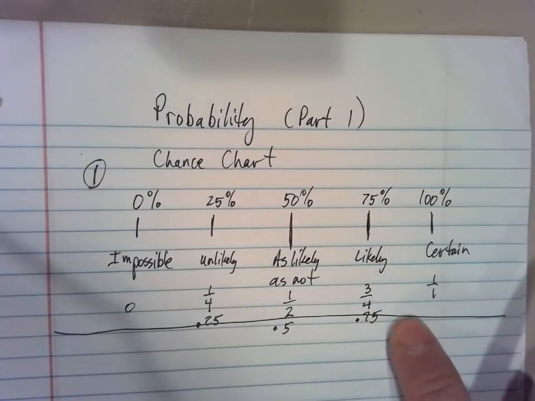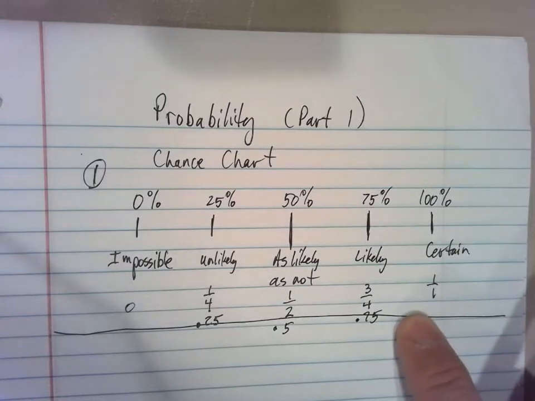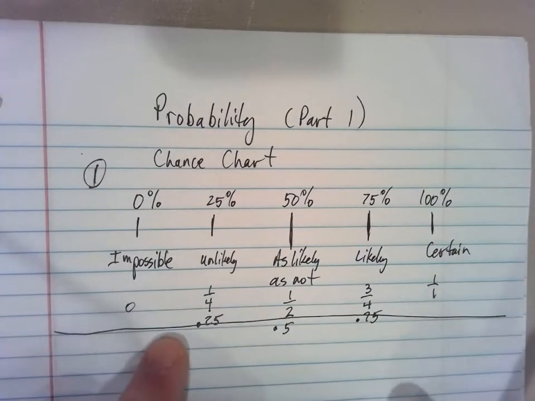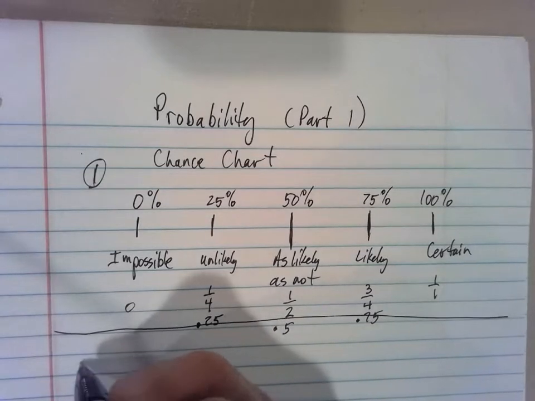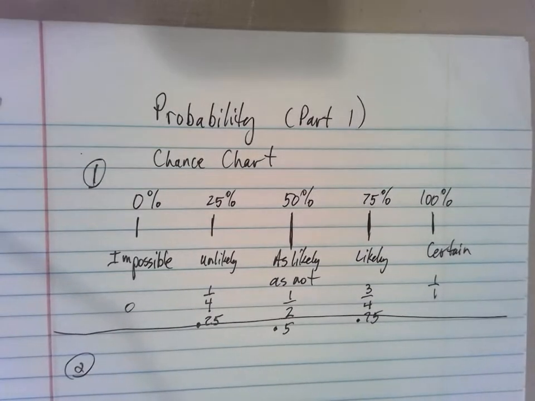If you had something that was 0.9, that would be up in here. It's getting pretty close to being certain. That'd be like a 90% chance of happening. Versus if you had a 0.2 down here, not very likely to happen. I mean, it might still happen, but not very likely. Now there's the chance chart.